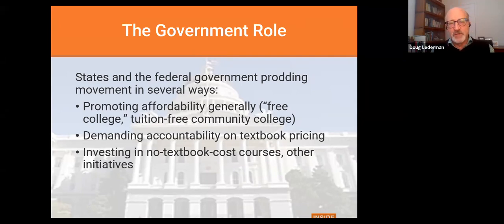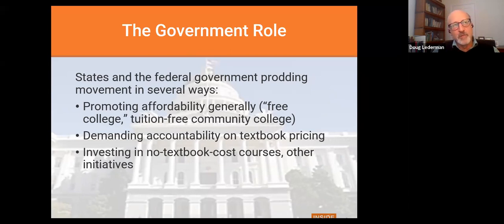We have seen there's a clear government role, and we've seen certain states probably much more inclined to step in here and have some influence, as well as the federal government. We've seen state efforts.